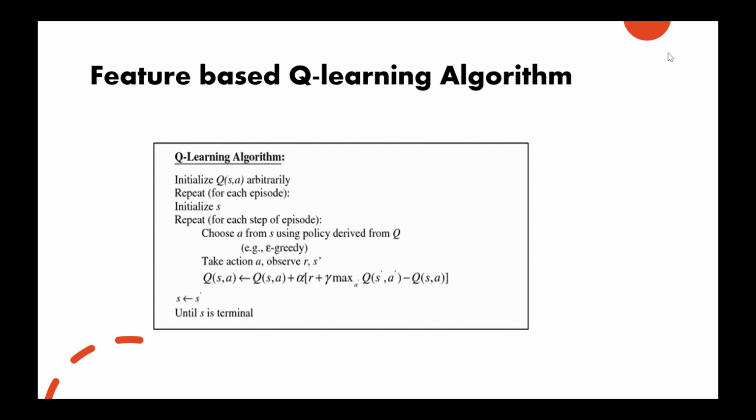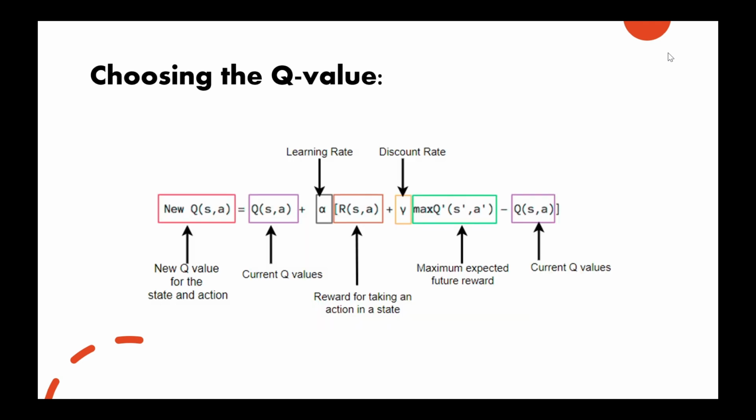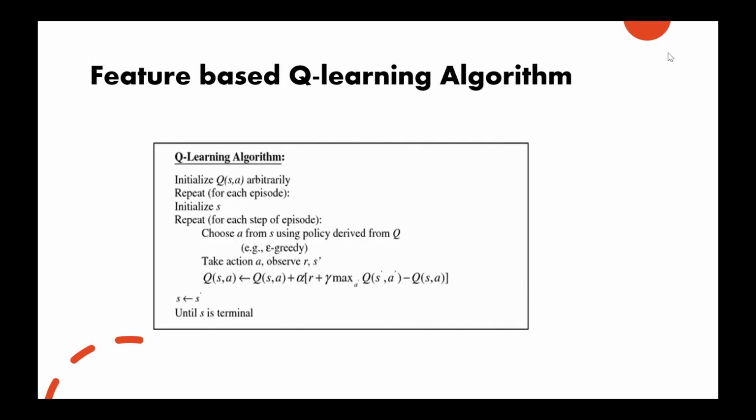The new Q value for each state and action is calculated using this epsilon greedy policy. Then in each episode, the state is checked to see whether it has reached the goal state or not. If yes, the reward is associated with the state. If it has not reached the goal state, the process is repeated until the agent reaches the goal state. In the coming slide, we can see how it will choose the Q value and how it will work.